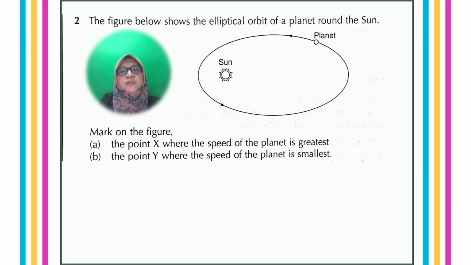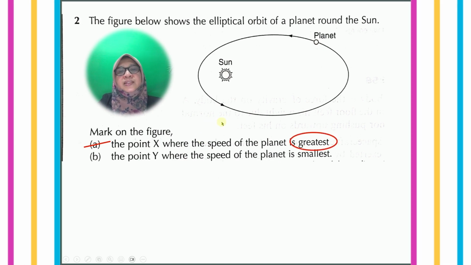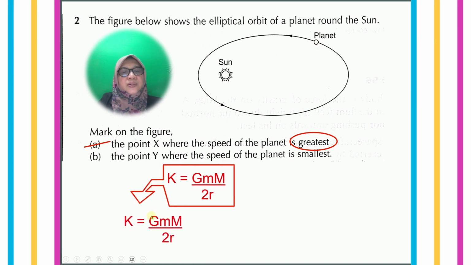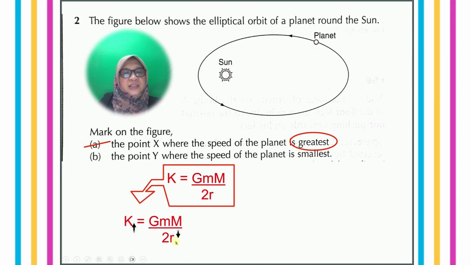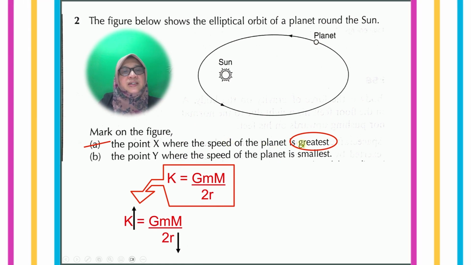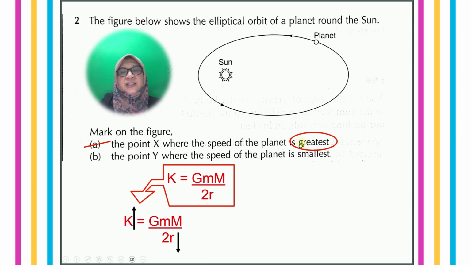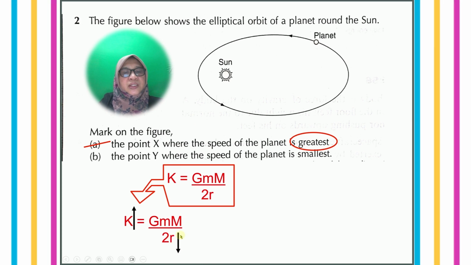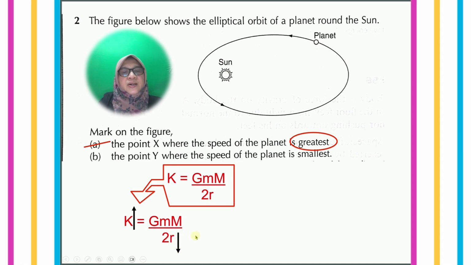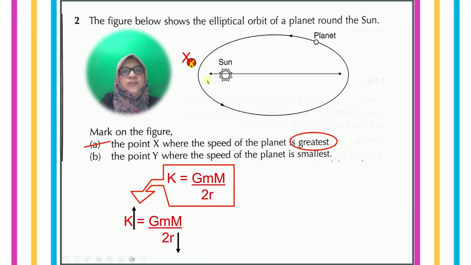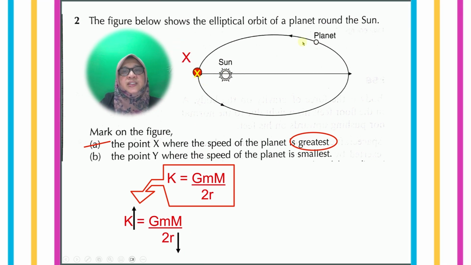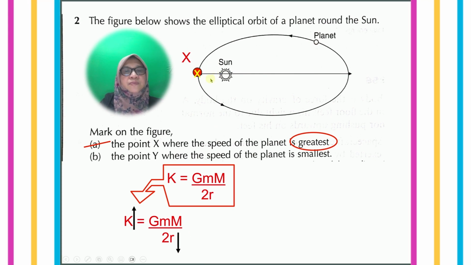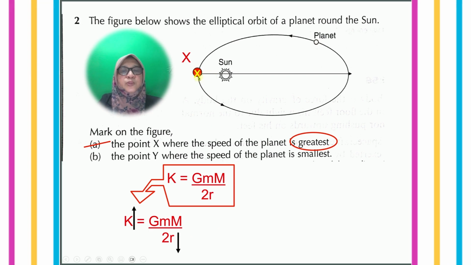So the speed of the planet is greatest, where is it? From the formula, kinetic energy equals GMm over 2R. The question asks for the greatest speed, so that means the kinetic energy is the largest. When we increase the kinetic energy, the distance will be smaller. So where is it? It should be this point. The distance of the planet from the sun is smallest here. Therefore, the kinetic energy will be greatest at this point.